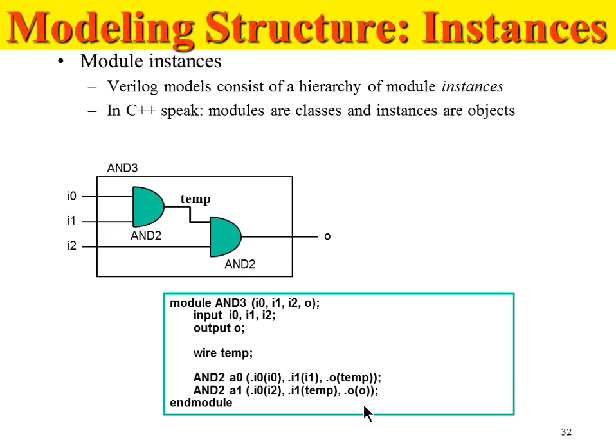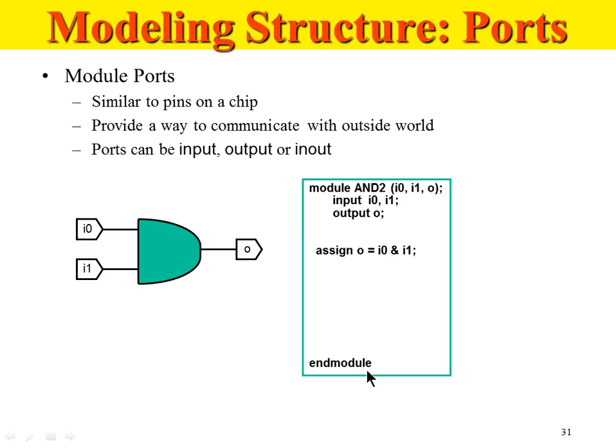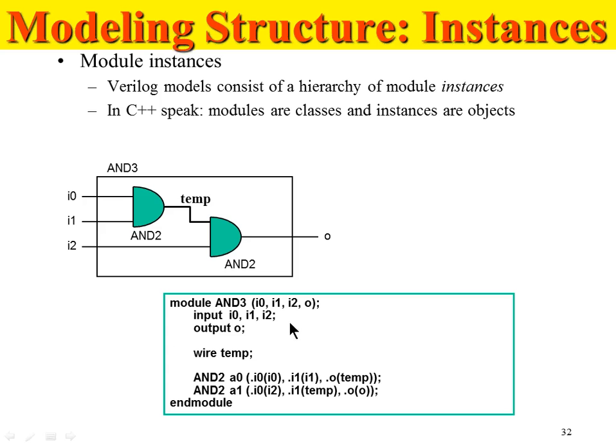Yes. Now it makes sense to me. Now, if we don't do it this way, and I directly say in AND2 A1, I2 comma temp comma O, without doing the dot I0 goes to I2, dot I1 goes to temp, or dot O goes to O, then in that case I have to remember that in the other module, I0 was declared first as an input, I1 was the second input declared, and O was the next output declared. I have to remember that if I don't use this bracket method.